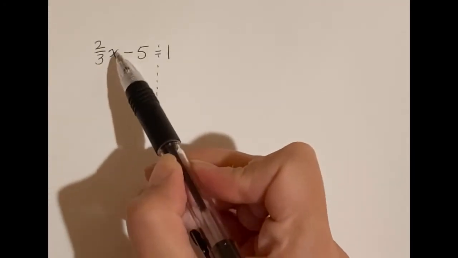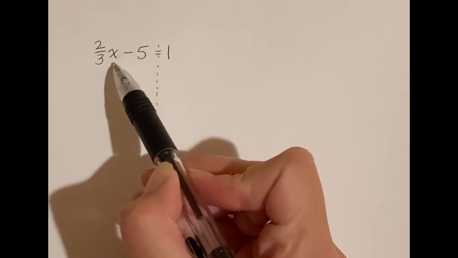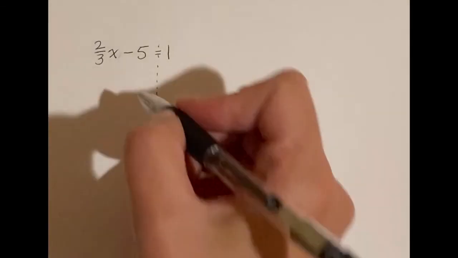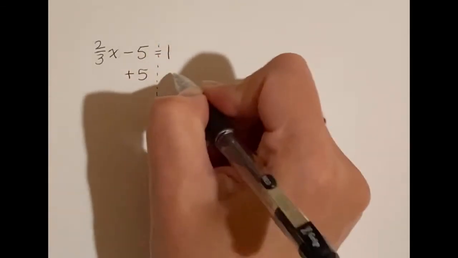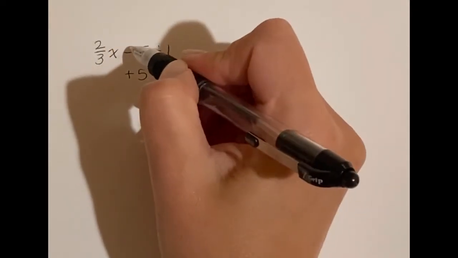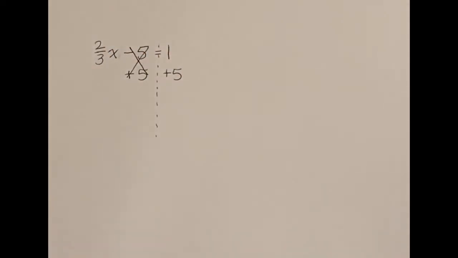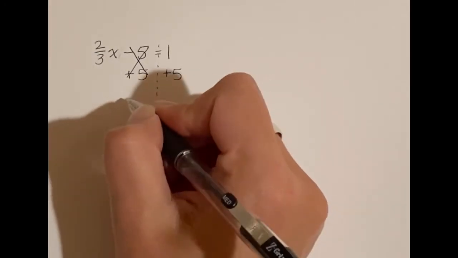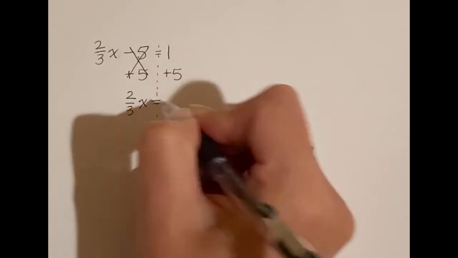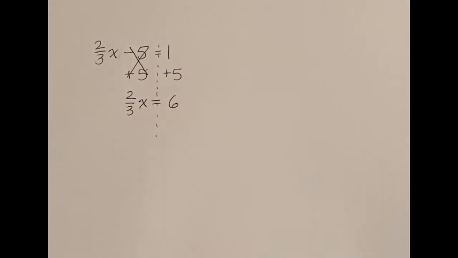So we want to isolate the term that has the variable in it first, which means I have to get rid of the minus 5. The opposite or the inverse of negative 5 would be a positive 5. So I'm going to add 5 to both sides. When I do that, negative 5 plus 5, that's 0, so I don't need anything there. So on the left-hand side, I'm just left with 2/3 x, and it's equal to 6.